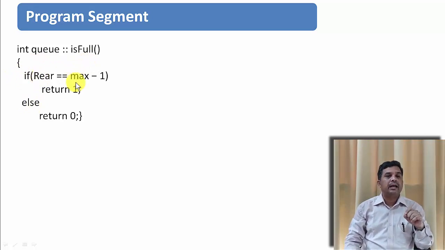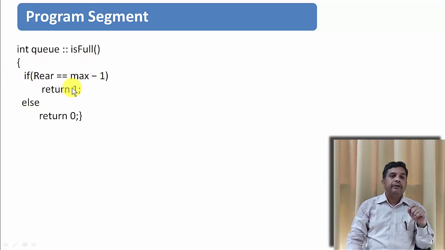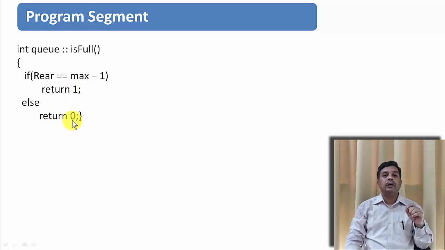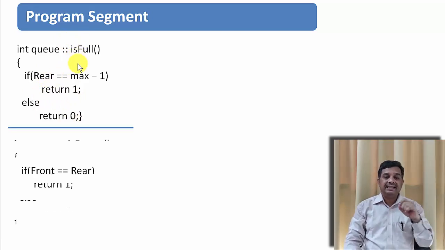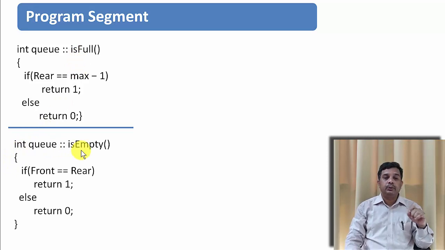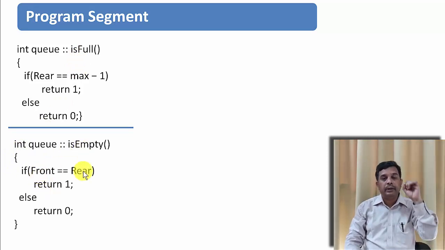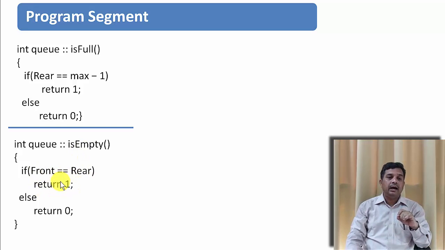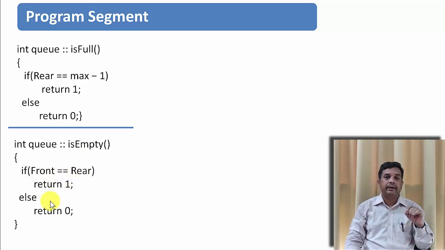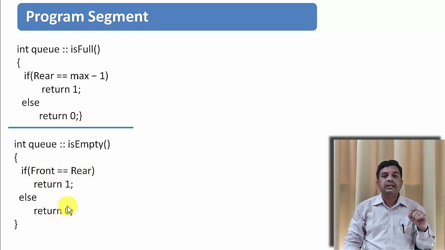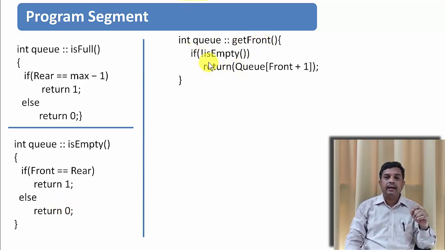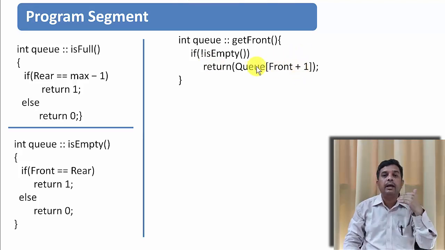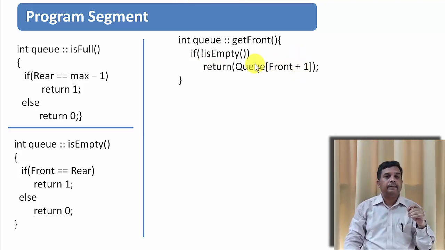The first program we have is full. If rear is equal to maximum -1, then we will return 1. Otherwise, we return 0. The next is empty. If front is equal to rear, at that time we return 1 to indicate the queue is really empty. Otherwise, the queue has some element. The next is get the front. The front will be increased by 1 and whatever element we get, we return that particular element. That's all.